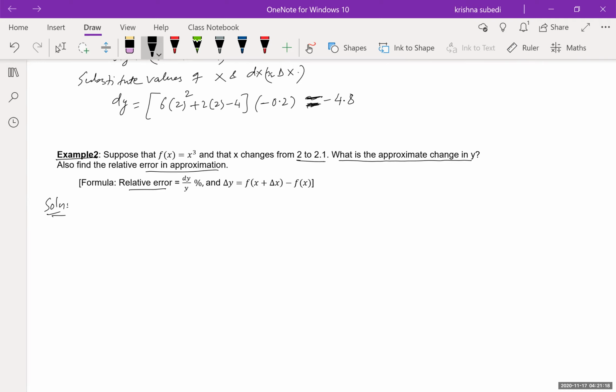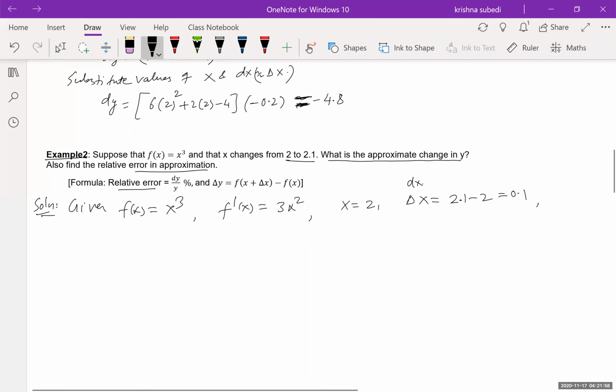let us find the change in y. What is given here is the function f of x is x cubed, and you can find the derivative, which is 3x squared. What is also given is x is 2. And what is delta x, by the way? 2.1 minus 2, right? So 0.1 is delta x, or you can say dx as well. dx and delta x are equal.